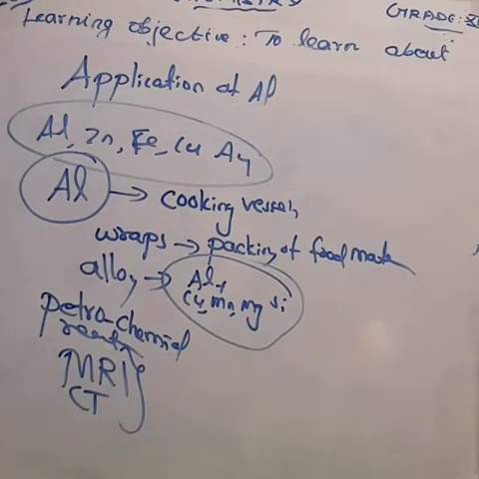Next, aluminum is a good electrical conductor. We already discussed that it is a good conductor of heat and electricity, am I right? So aluminum is a good electrical conductor and cheap. Hence it is used in overhead electrical cables, with a steel core for strength. These are some uses of aluminum.